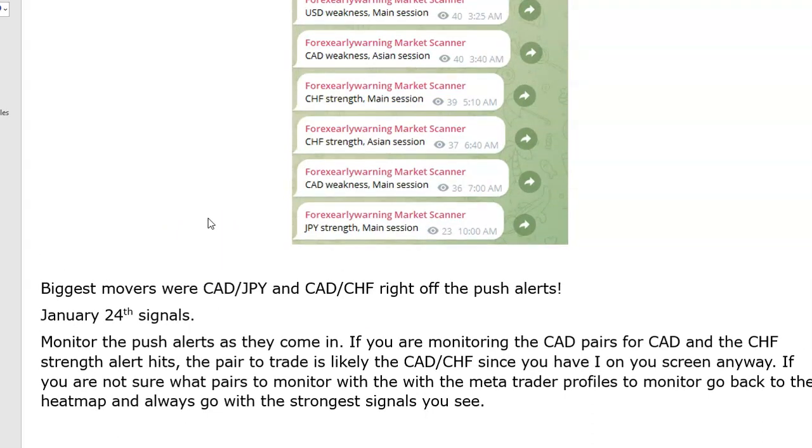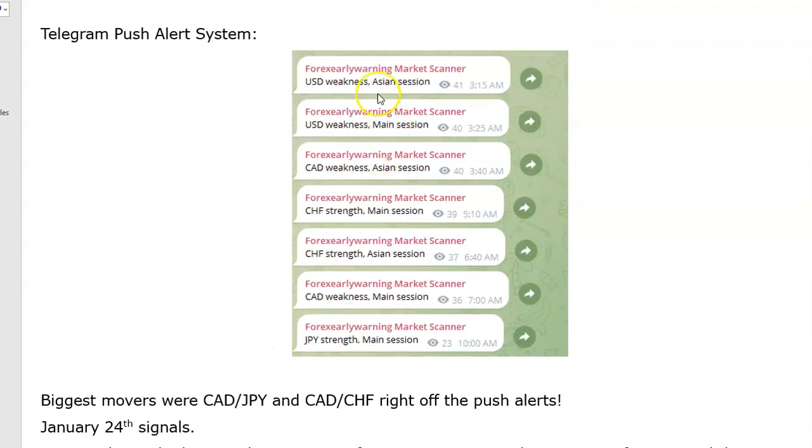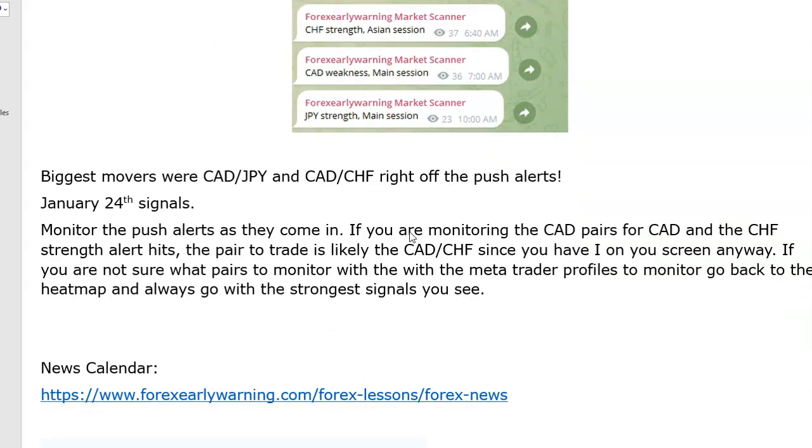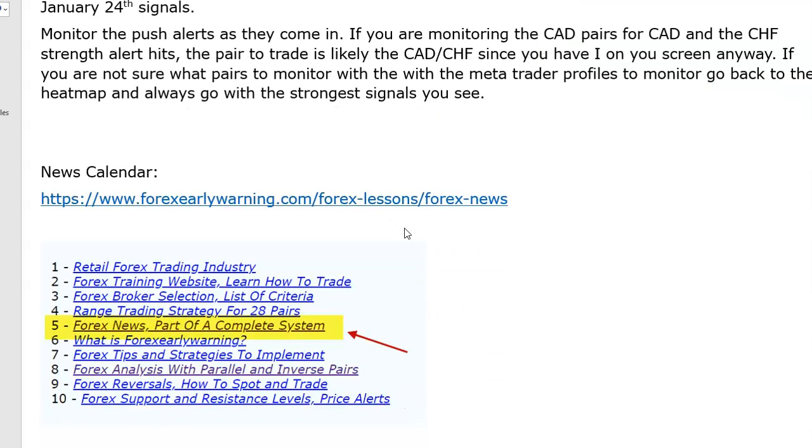So when you start seeing signals like this from our Telegram push alert system, it allows you to move over and check out another group of currencies, another group of pairs with one common currency, on your charts and on the Forex heat map, to see if you have consistent signals and pairs that are starting to move. It's really a great way to monitor the day-to-day dynamics of the market.